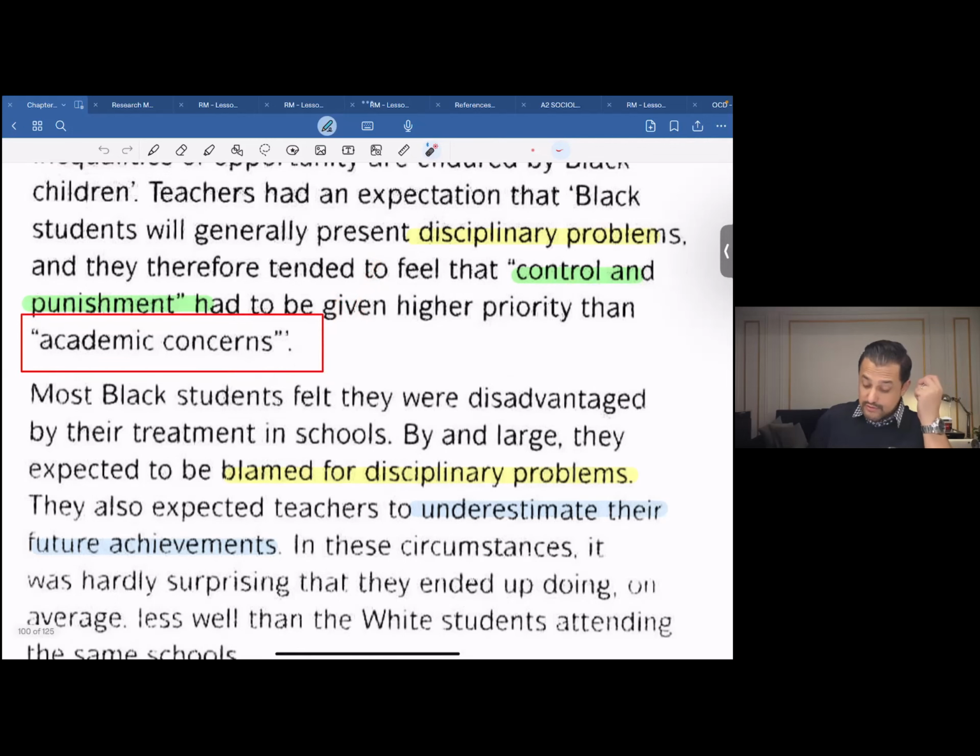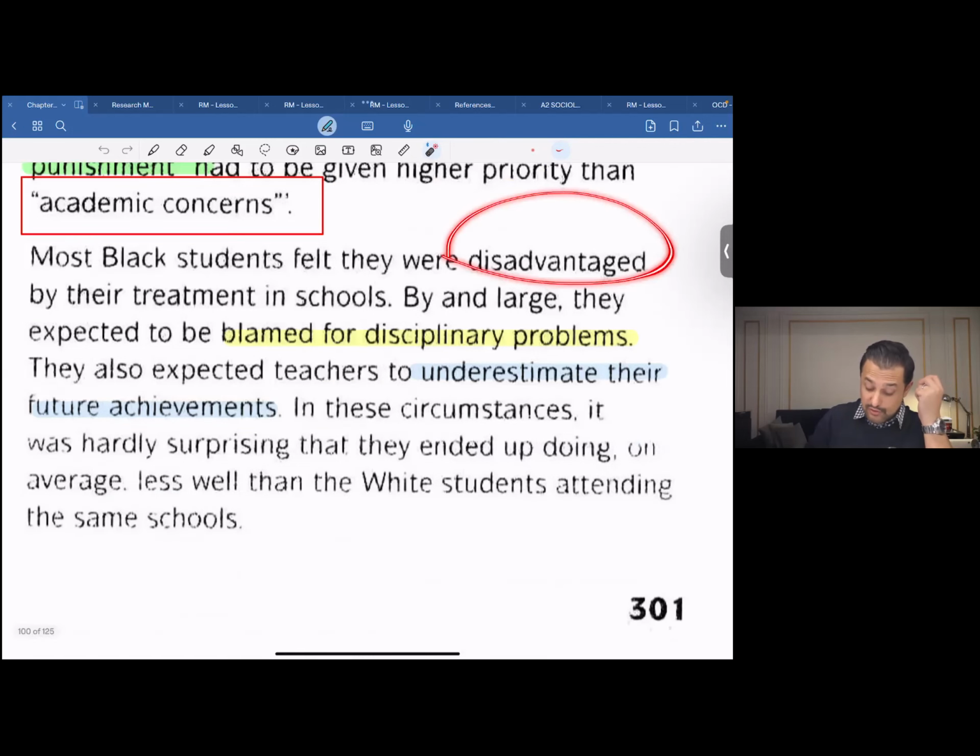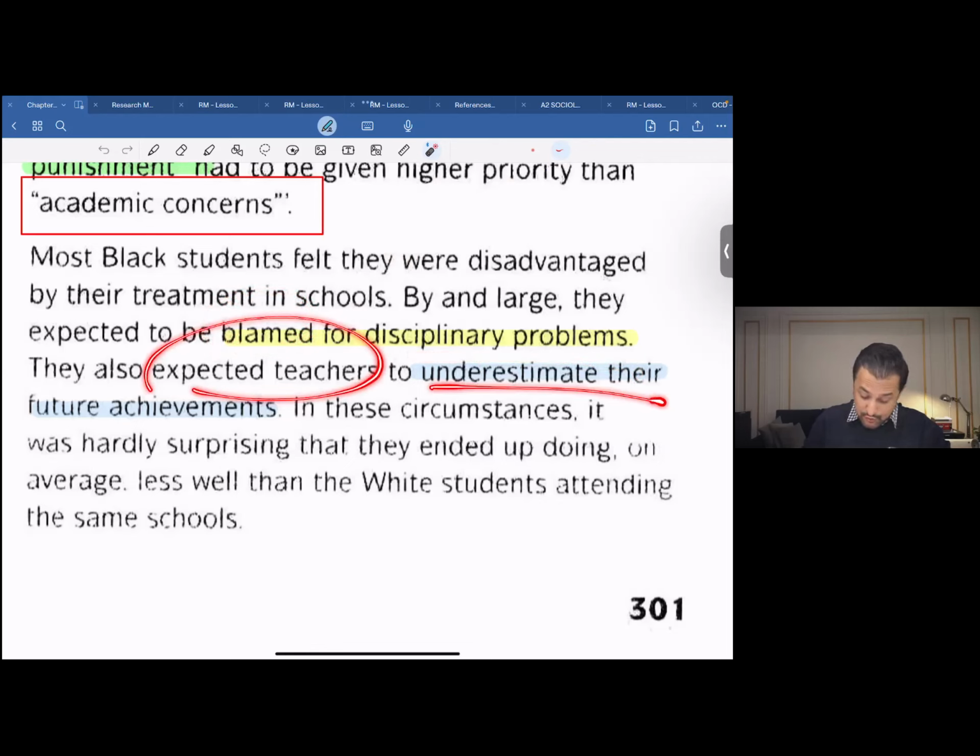Now, most Black students felt they were disadvantaged by their treatment in schools. Remember, my dear, we're discussing this under the heading racism within schools. How is it that racism within school eventually ends up affecting the educational performance of ethnic minority pupils? In this case, we are specifically referring to Black pupils over here. By and large, they expected to be blamed for disciplinary problems. They also expected teachers to underestimate their future achievement.